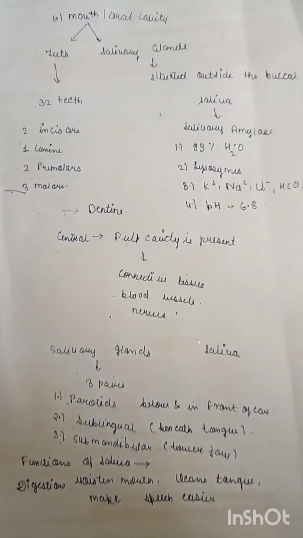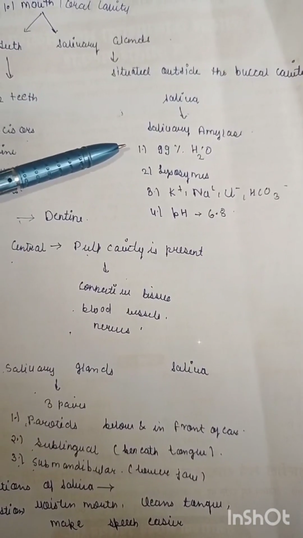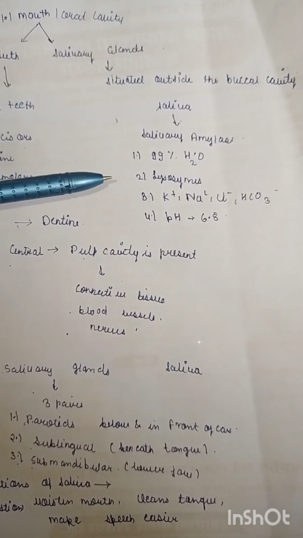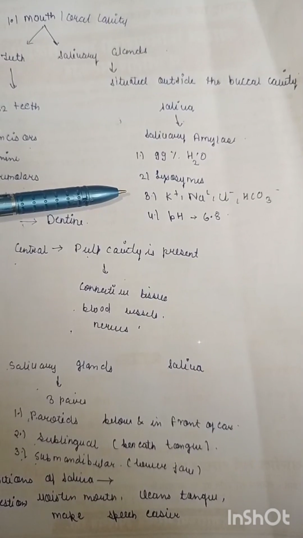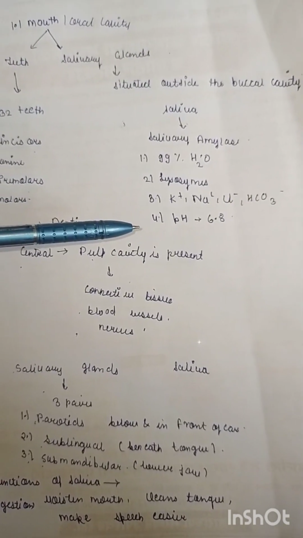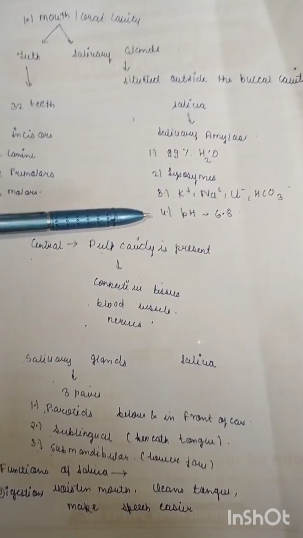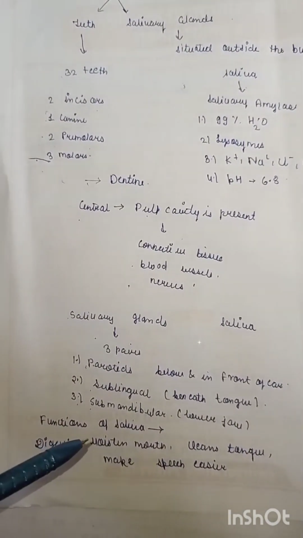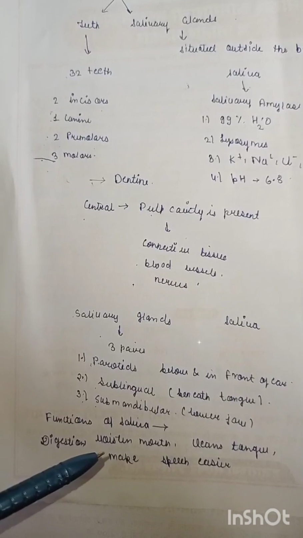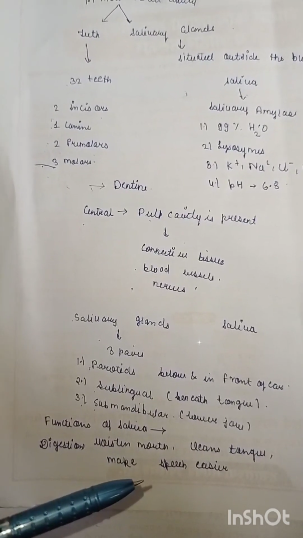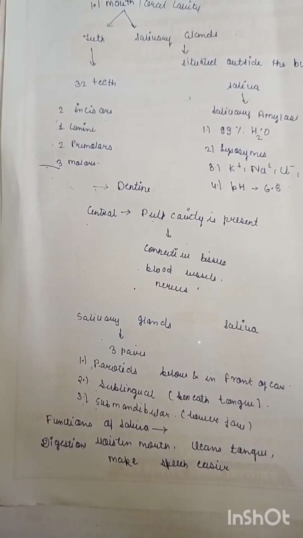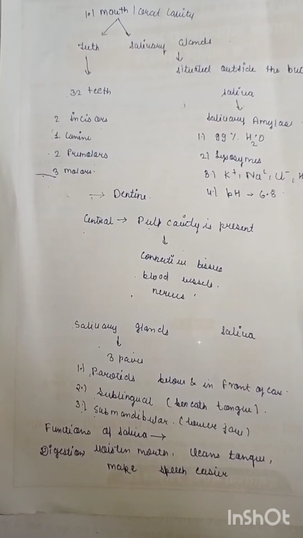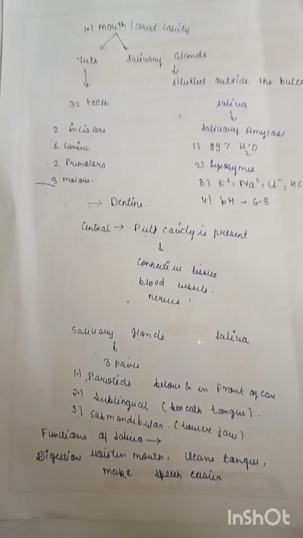The saliva consists of 99% water. Then lysozymes, and elements like K+, Na+, Cl-, and the pH of saliva is 6.8. The function of saliva is digestion. It also moistens the mouth, cleans the tongue and makes speech easier. The digestion process starts in the mouth itself because of the presence of saliva.